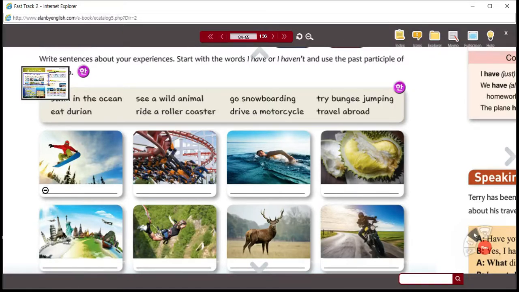If it's something you have not done, you can simply write I haven't. So look at the first picture. We see a person. He's outdoors. We see some snow, and he's using a snowboard. So the verb we can use is go snowboarding. The verb is go. The name of the activity is snowboarding.